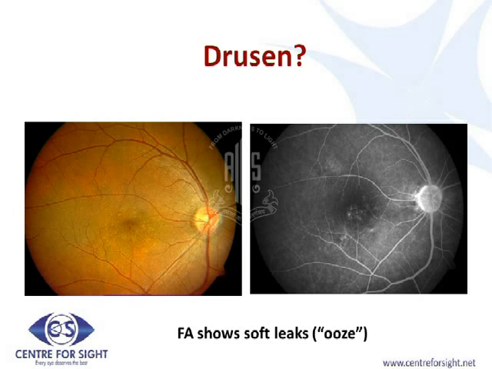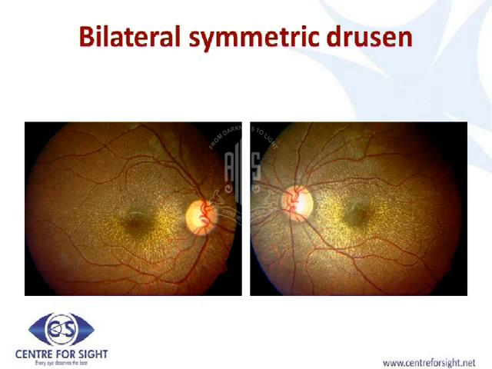So this is a patient who looked on clinical examination to have a lot of drusen, but was found to have CSCR because you can see the soft leaks in fluorescein angiography. This is a patient who looked like, now this is something which will look fishy to any trained examiner, but it looks very symmetrical and bilateral.